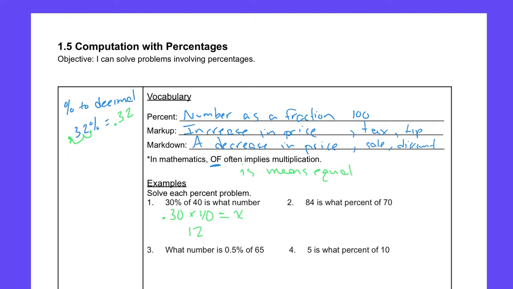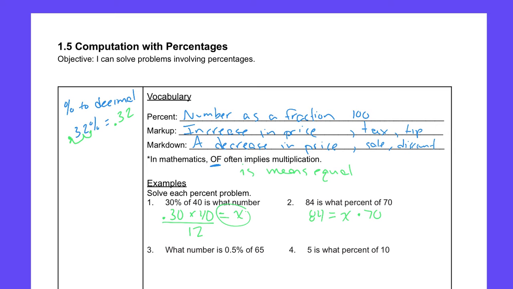Number 2, 84 is, so equals, what percent? Well, I don't know, so I'll use a variable, x, times 70. This one's a little bit different. On number 1, that variable was already by itself. I could just go ahead and do this computation. My numbers aren't together here. So we're not going to do solving equations until the next unit, but we can refresh our memory from last year a little bit. If I want to undo this, do the opposite.